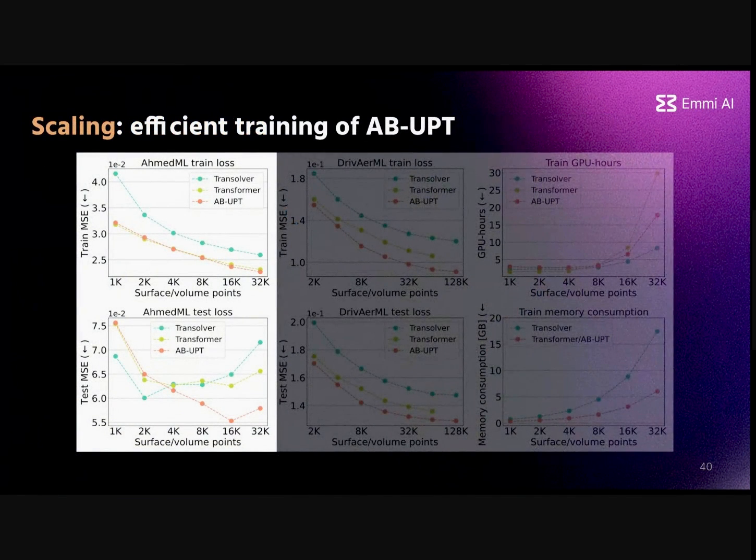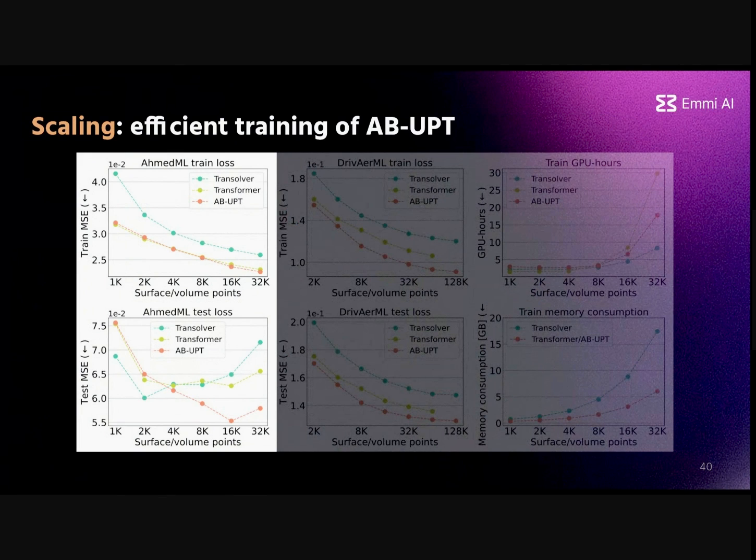And another thing which is interesting is from a scaling perspective, or scaling in terms of how we train it. What you see here on the top is the train loss for Transsolver, Transformer, and AB-UPT, given a number of surface and volume points that we use during training. Basically, the more points we use during training, the lower the train mean squared error becomes. But you also see that if we go slowly to 30K points, it already starts to saturate a bit. So the train loss does not become lower and lower all the time.